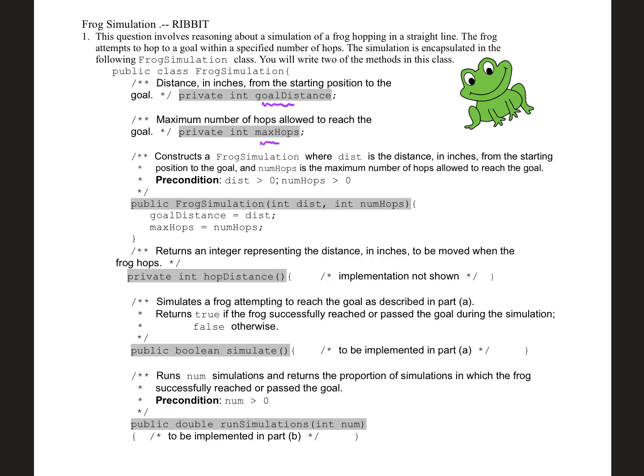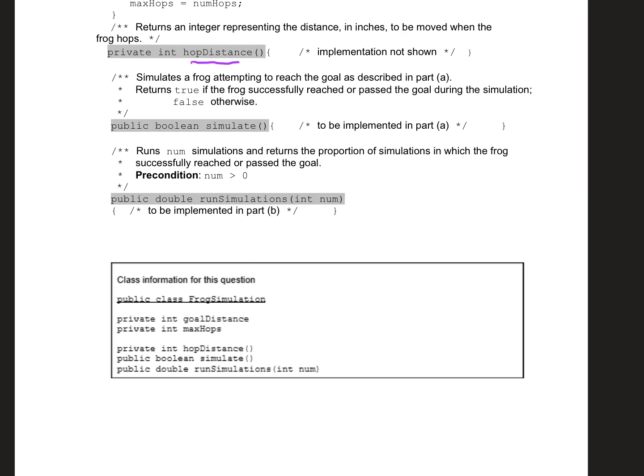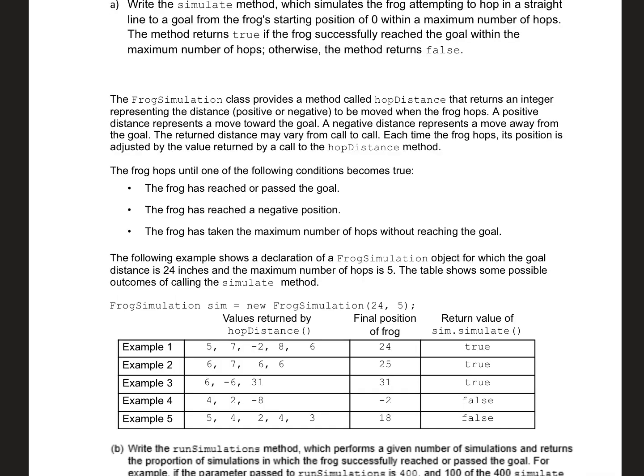We also have a method called hop distance, and it randomly generates an amount that your frog is going to hop. It could be positive or negative. So that's all the things that we have, and then we're going to simulate the race and see if the frog makes it there or not, and then we'll run simulations.